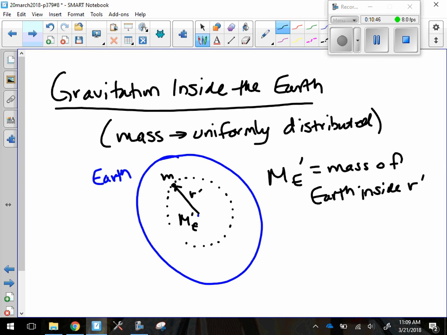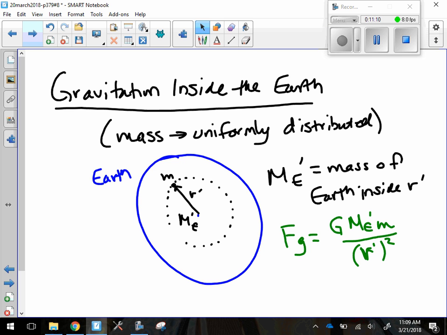And we'll talk about how to figure that out in a minute. But I would say that the gravitational force is going to be G, that mass that's internal, times whatever the mass of my particle is, divided by r prime squared.